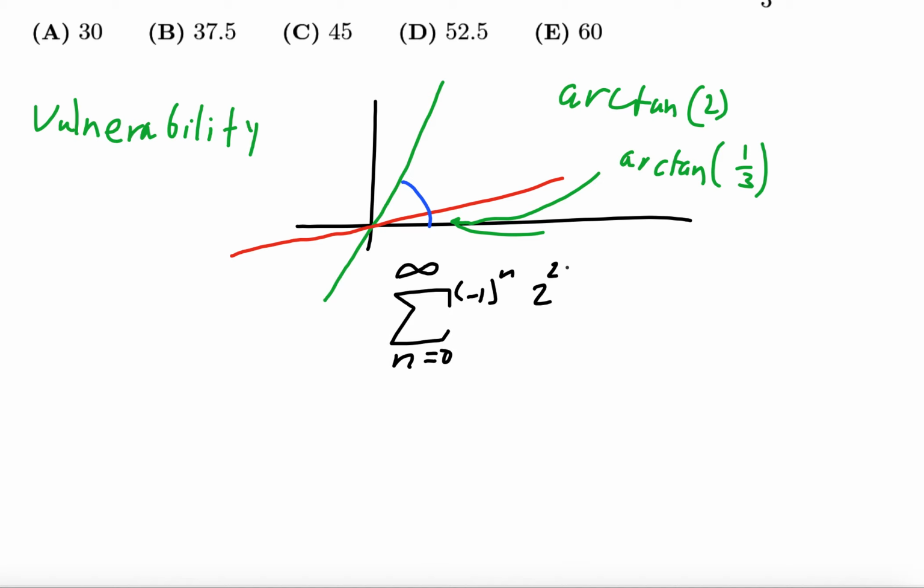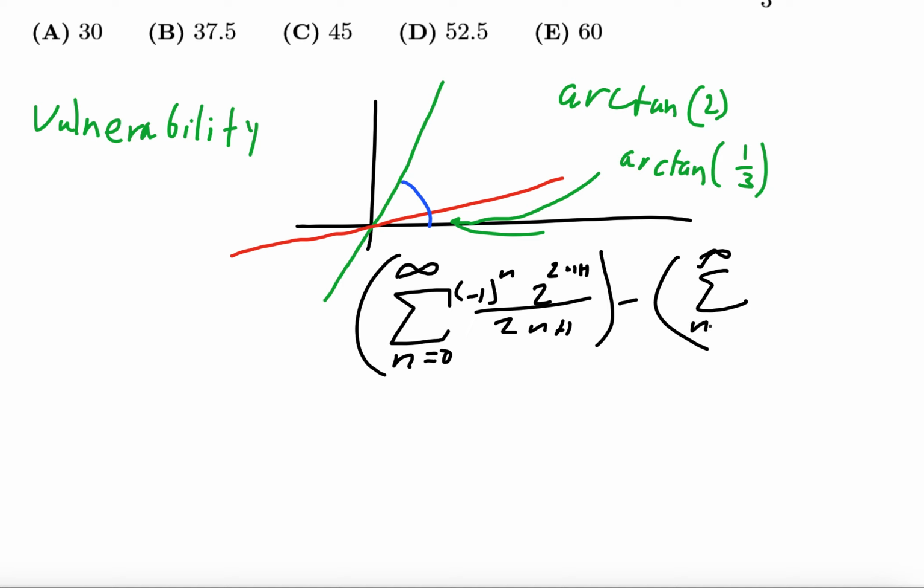So you have 2 to the 2n plus 1 over 2n plus 1, and you subtract from that another crazy sum. And I would try and estimate that on paper and then try and find the answer from this. Now, please do not do this, because this is a terrible idea.